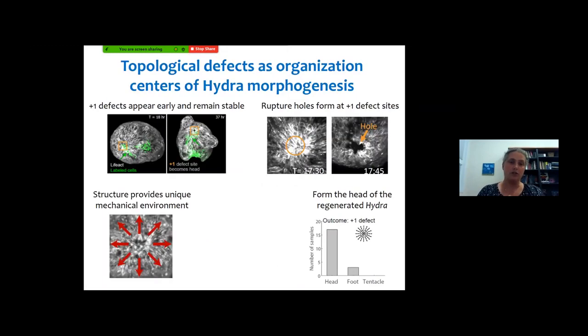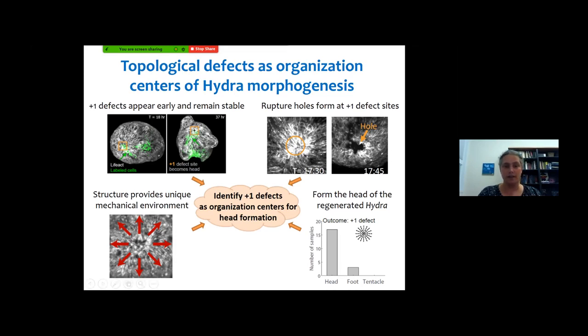So what I've shown you is that the +1 defects appear early in the regeneration, and they remain stable with respect to the underlying cells. The cells in this region experience a unique mechanical environment, which comes from the structure of these defects as a core of aster of contractile fibers. This is reflected in the formation of holes at these +1 defect sites, and eventually this region becomes the head of the regenerated animal. So what this implies is that the region of the +1 defects act as organization centers for head formation. So these sites are the sites where all the action is happening, and eventually the head will form.